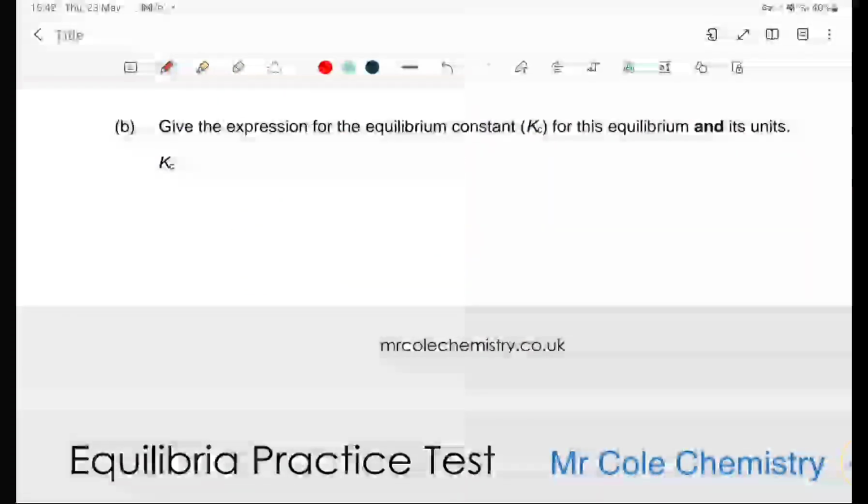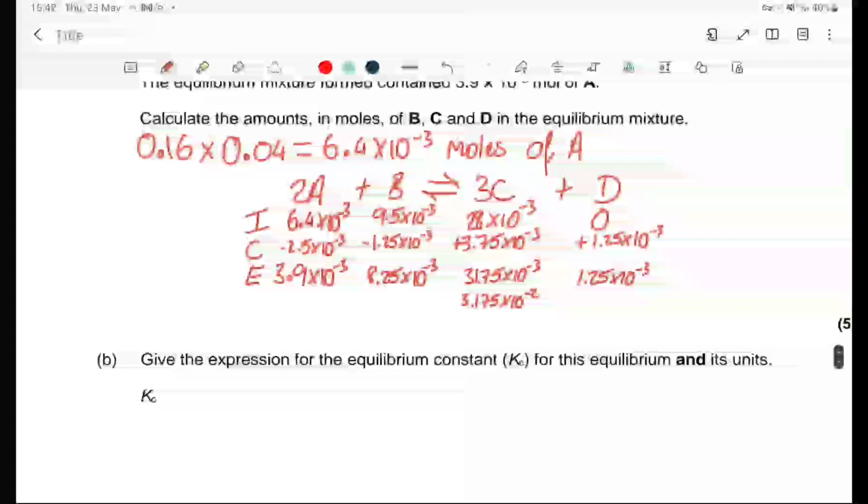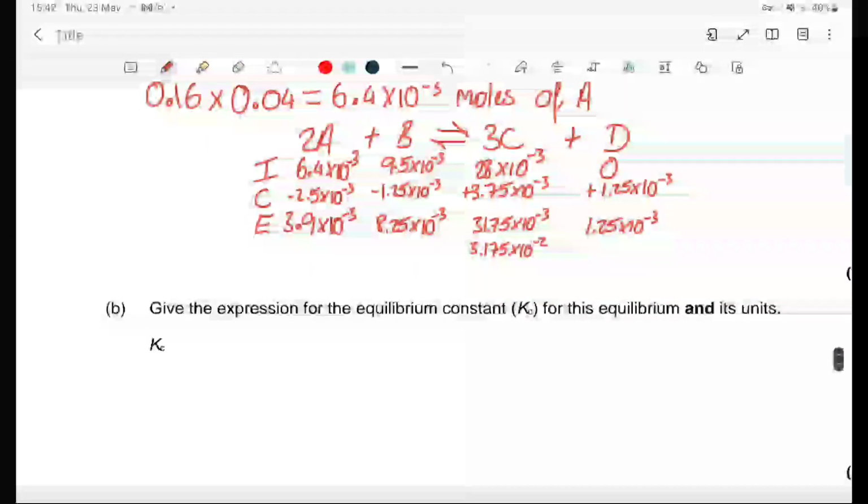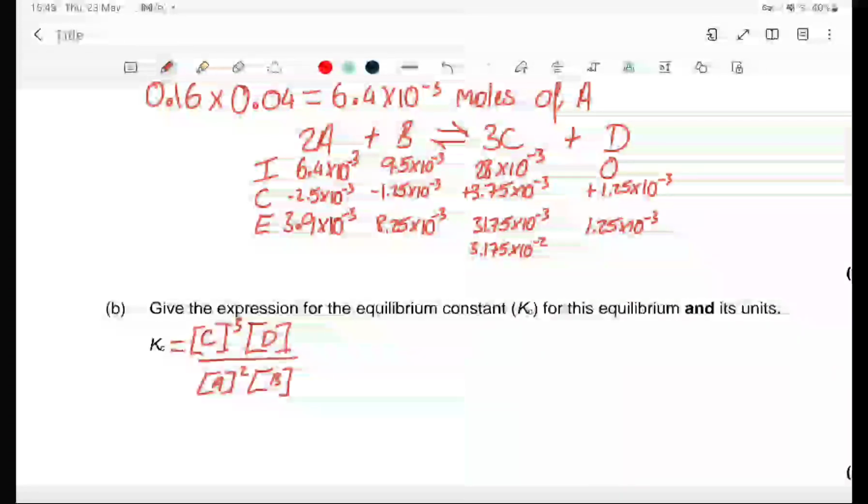Question B, nice and straightforward, wanting to know what Kc is. So Kc is products over reactants, and of course, not forgetting to take into account the stoichiometric ratios, so where it's 3C, that will obviously be concentration of C cubed, whereas 2A, that'll be concentration of A squared. Like so. The question also wants you to work out what the units are.